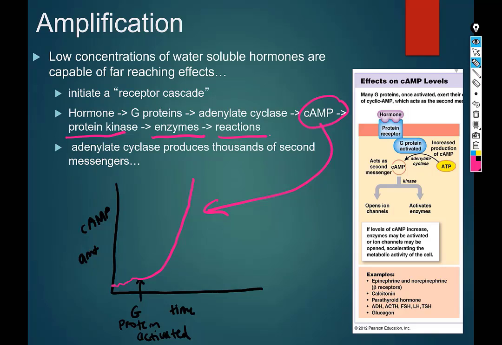So adenylate cyclase, again, like I said, produces thousands of second messengers, and we're only looking at one protein receptor and one G protein here, so one adenylate cyclase. There can be, remember, many, many thousands, tens of thousands, 200,000 even, receptors for a hormone on a particular cell. So amplify that times the number of receptors, and you can see that the amount of cyclic AMP in the cell is going to rise very, very quickly.